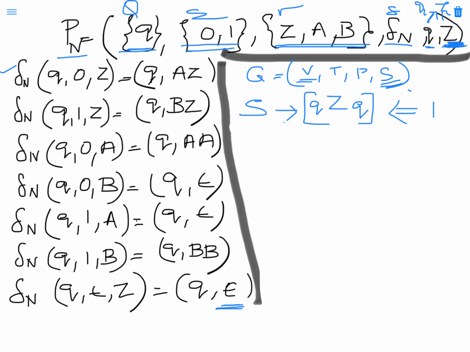Now you have to consider each and every function. First consider the function del of Q comma 0 comma Z, which is equal to Q comma AZ. What does that function indicate? When it reads the input symbol 0, and the top stack symbol is Z, then you have to push the element A into the stack.